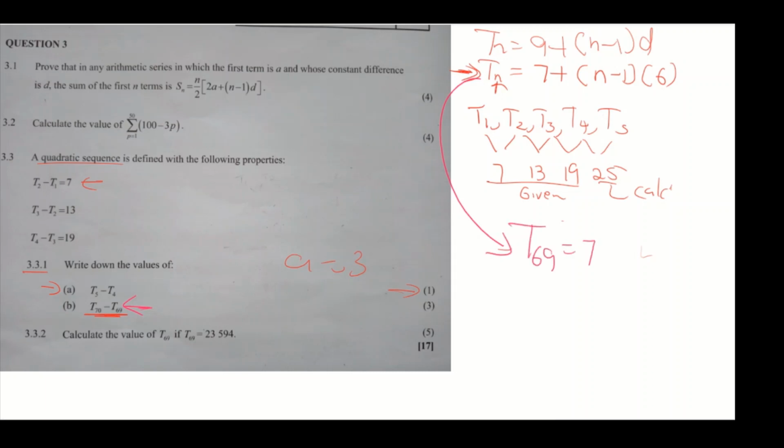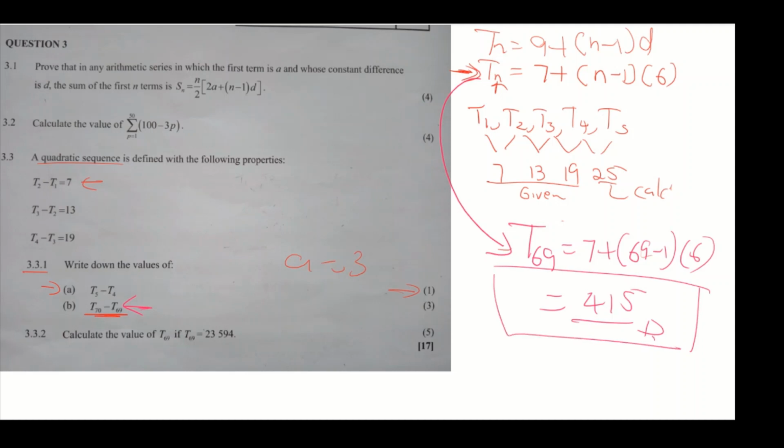T69 is equal to 7 plus (69 minus 1) multiplied by 6 like this, and then I'm going to literally punch it in my calculator, and then I'm getting 415. So 415 is the 69th term, right? But it's the term that you get when you do T70 minus T69. I hope it makes sense. So we are literally done doing the second question B here.